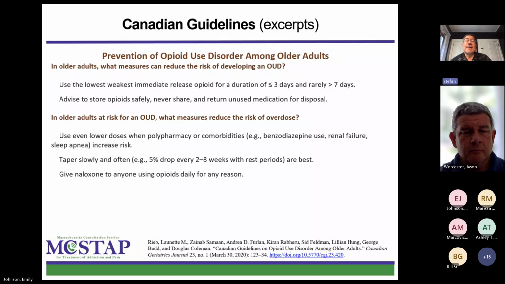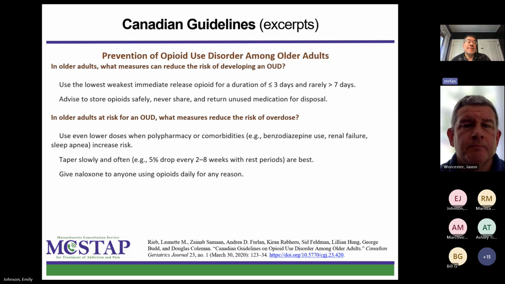And always advise elders, especially who are at risk of abuse from others, of storing them safely, preferably under a lock. The rules are to never share them, and please return any unused medicine. This applies as well for hospice and palliative care, but they have their own procedures to do the same.